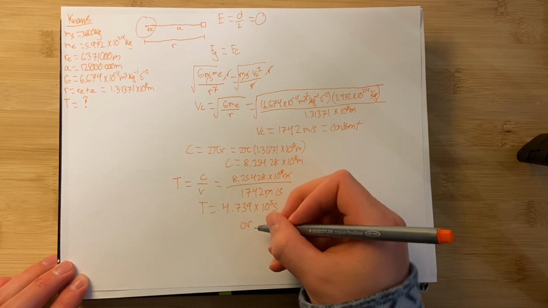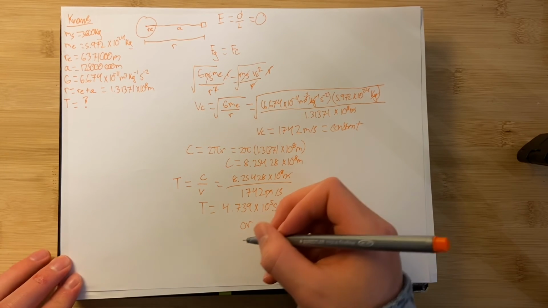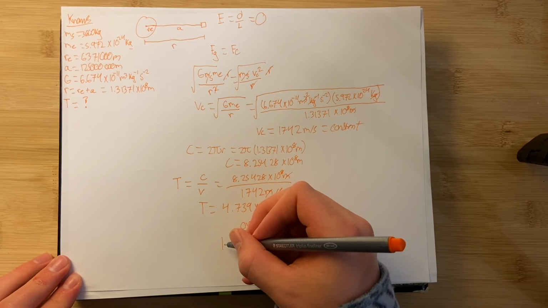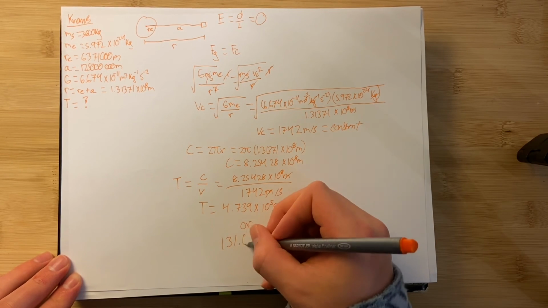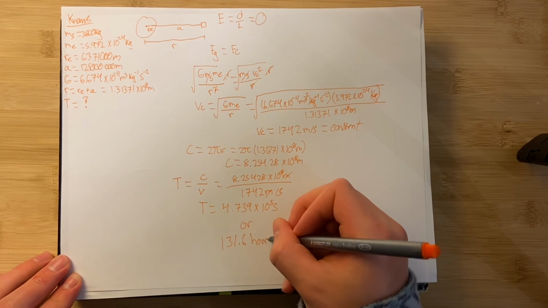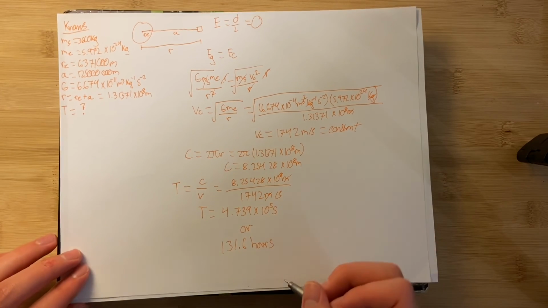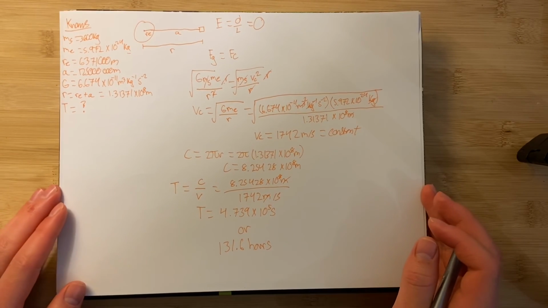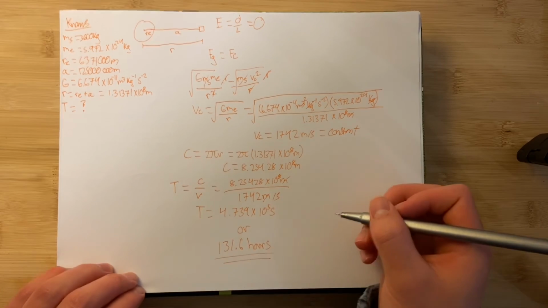Or if we divide that number by 3,600, which is the number of seconds in an hour, we can get 131.6 hours, which is just more recognizable, and we can actually quantify that in our brains. That is how you solve this question.